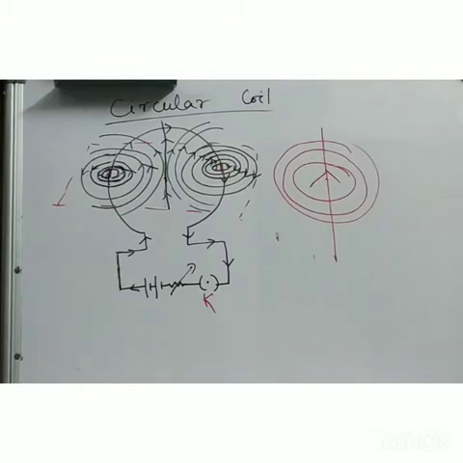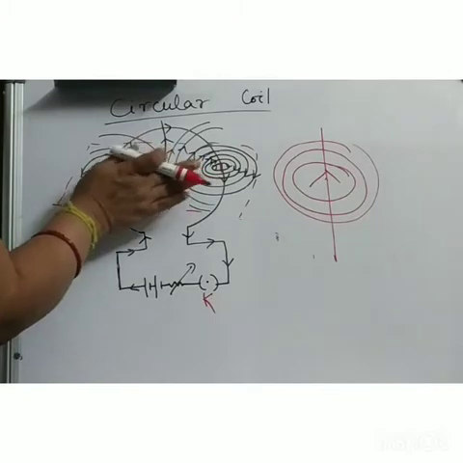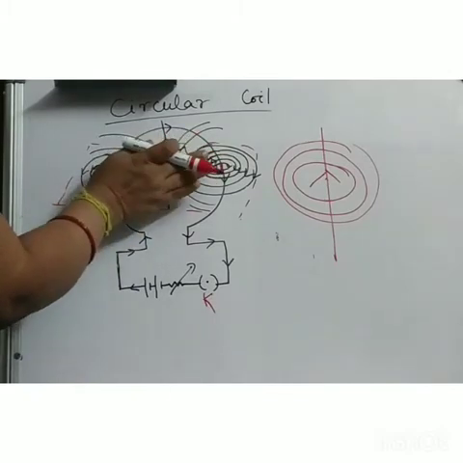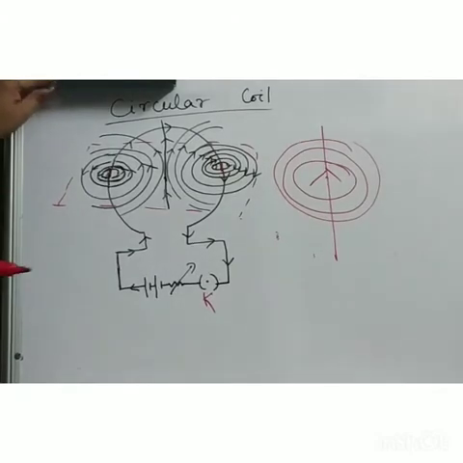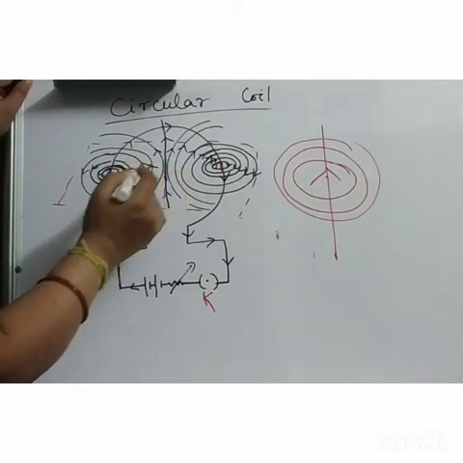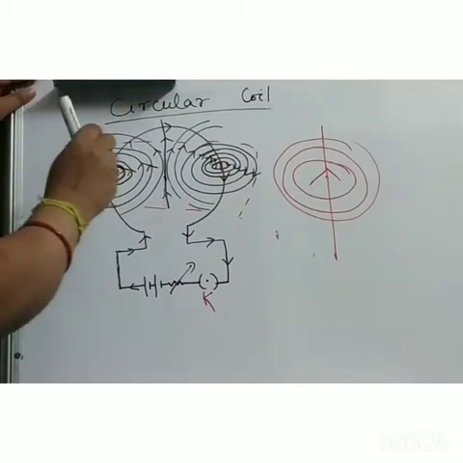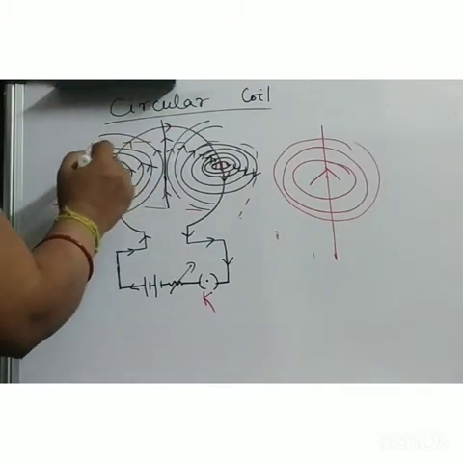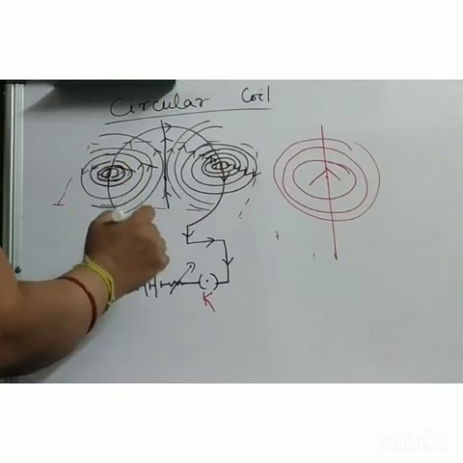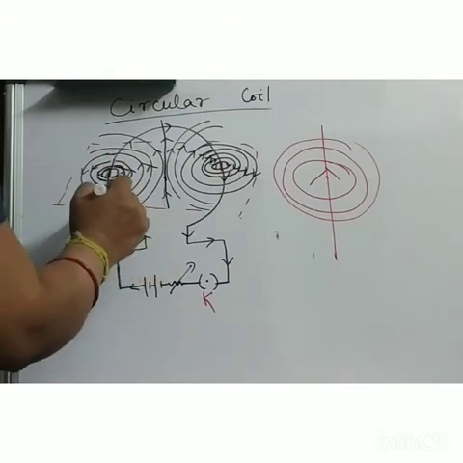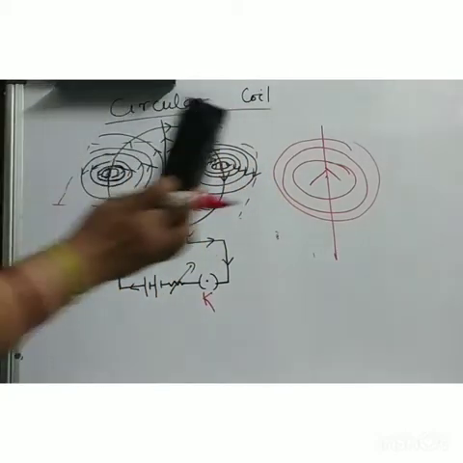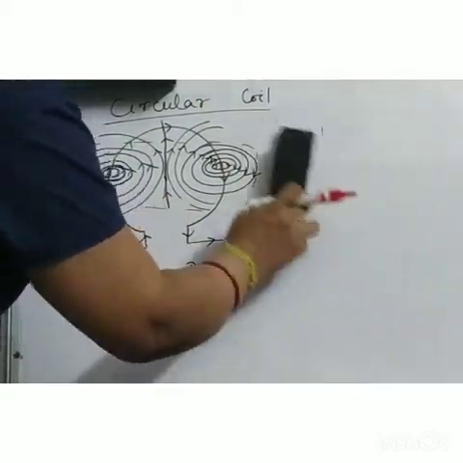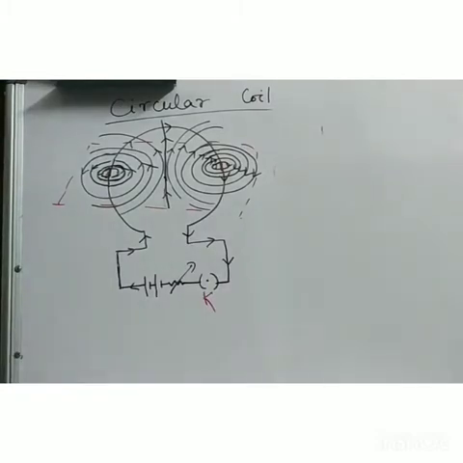Now the second point: this is the space enclosed in the circular coil. Now try to visualize. Before going to that, let me get the magnetic field over here. In this case, as you can see, current is flowing in the clockwise direction. So current is going clockwise.